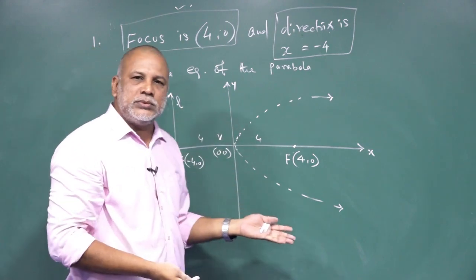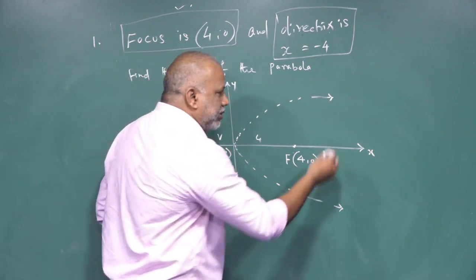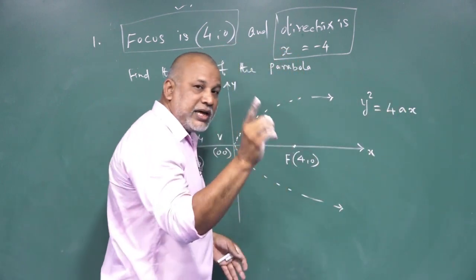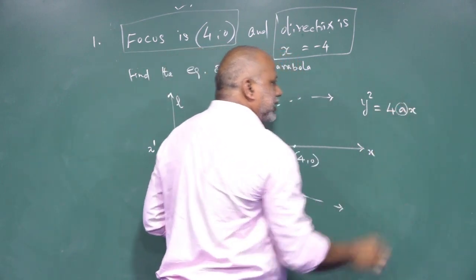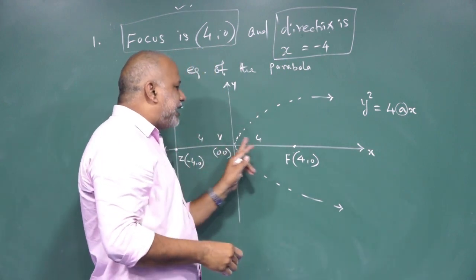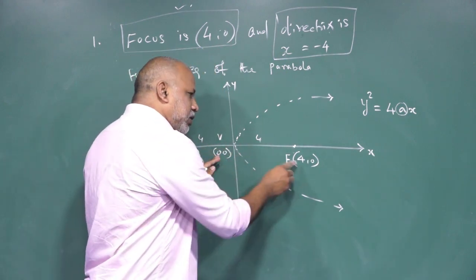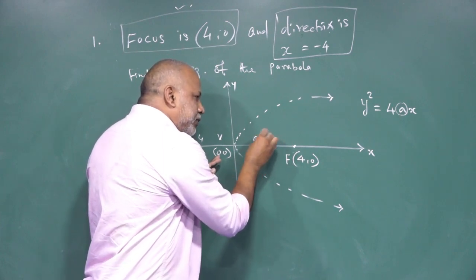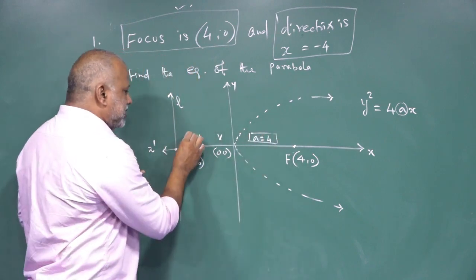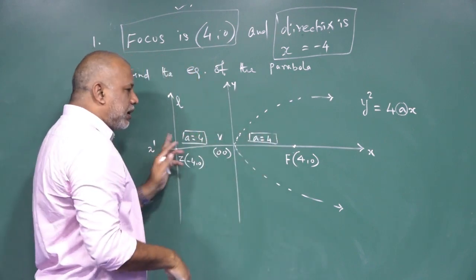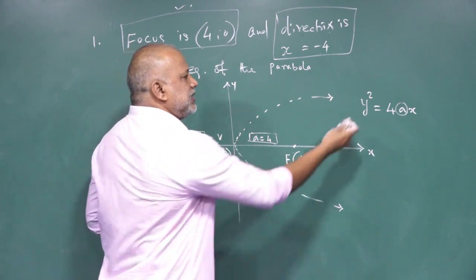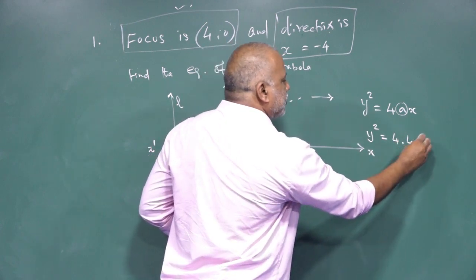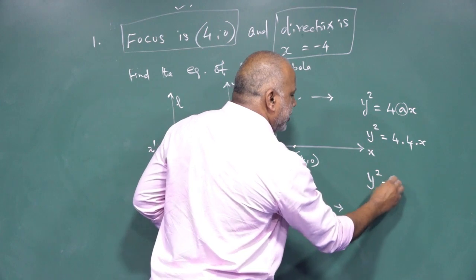Now see this diagram. What is the type? Type number 1. What is the formula we are able to work out? y squared equal to 4ax. I already explained, a must be a positive quantity. What is the value of a? It is the distance from the vertex to the focus. The vertex is (0, 0) and the focus is (4, 0), so a is 4. Replacing, y squared equal to 4 into 4 into x. Simplify: y squared equal to 16x.